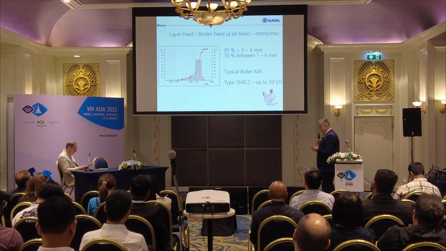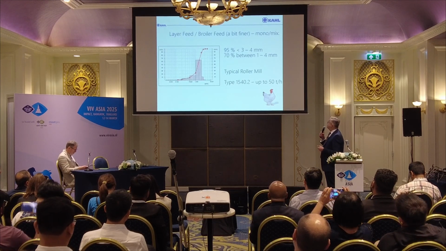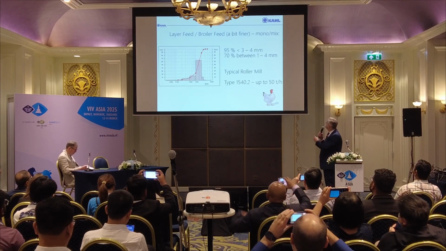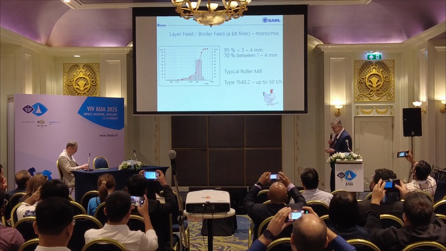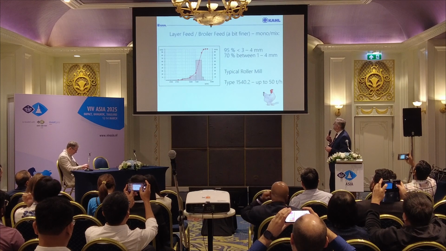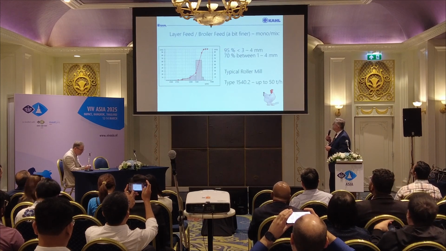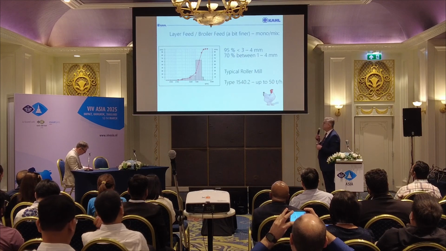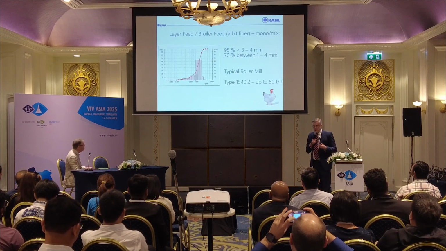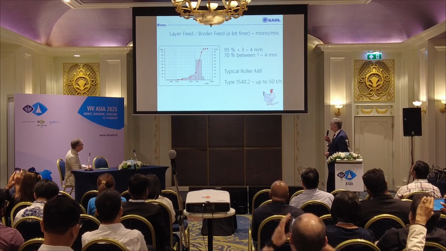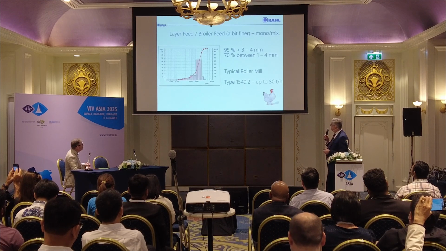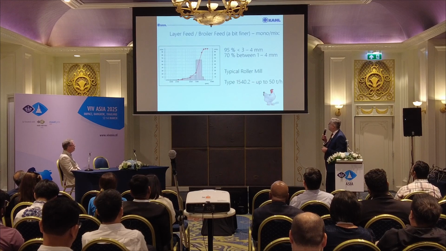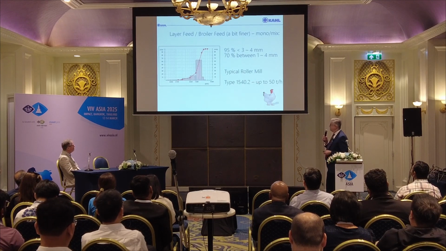Now going into the layer feed and broiler feed. The broiler feed is a little bit finer compared to the layer feed, and this is based on a mono material or a mixed feed. We want to have 95% smaller than 3 to 4 millimeters, and we have 70% between 1 and 4 millimeters with a roller mill. That's a very good result. And when we talk about capacity, a typical roller mill by Kahl makes up to 50 tons on this result here.